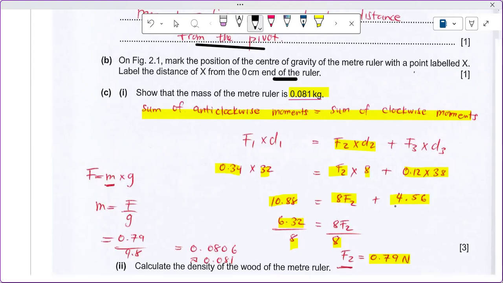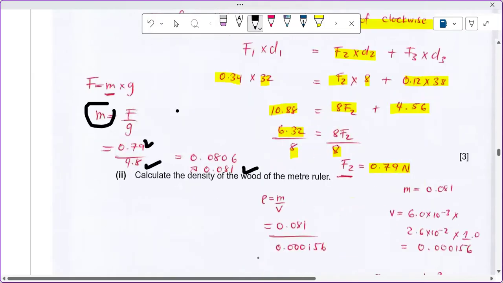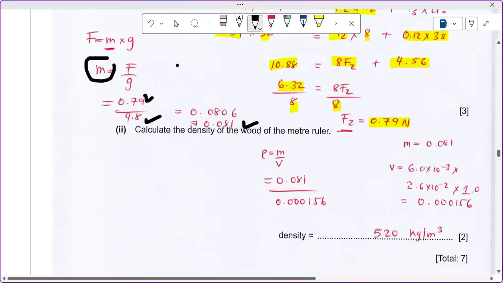Because I know what the force is now, and I know that force equals mass times gravity, I can just make m the subject of the formula. Then I'll take my answer here, which is 0.79, divided by gravity, which is a constant given in the exam already. Then you can see that I'll get 0.806, which is approximately 0.81. So quite fairly simple, and it's something that you are expected to know.